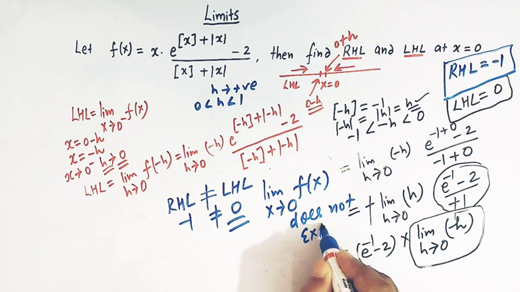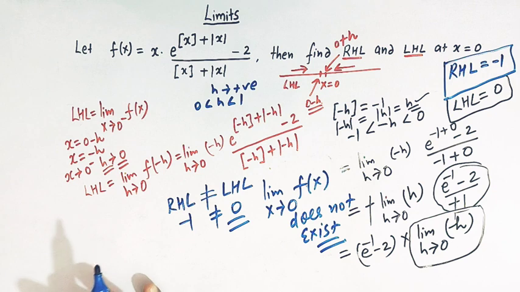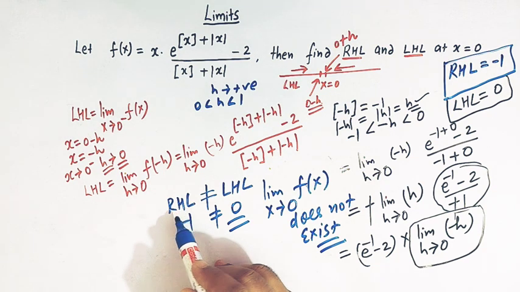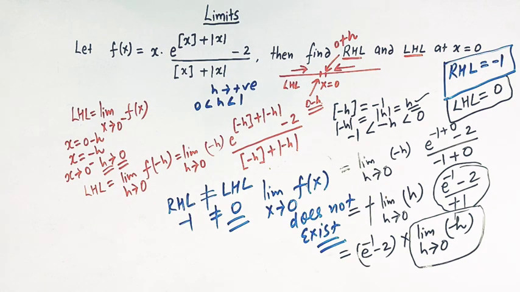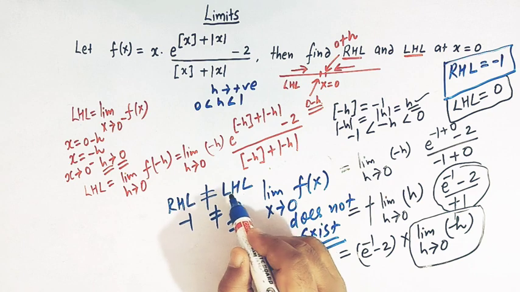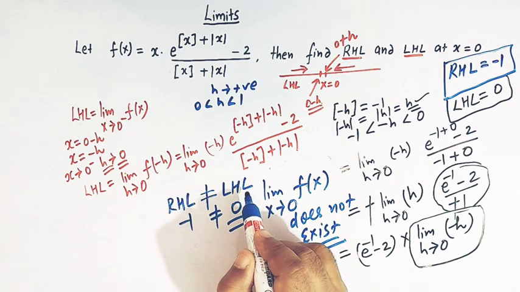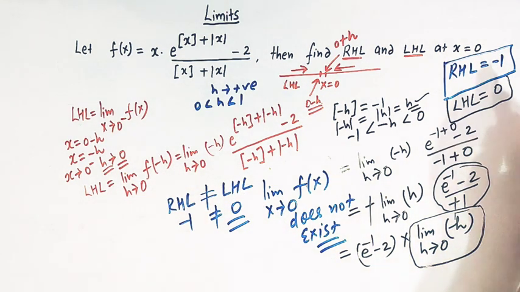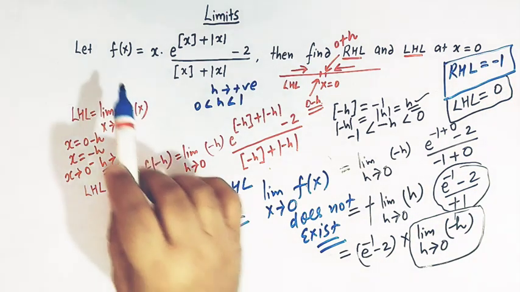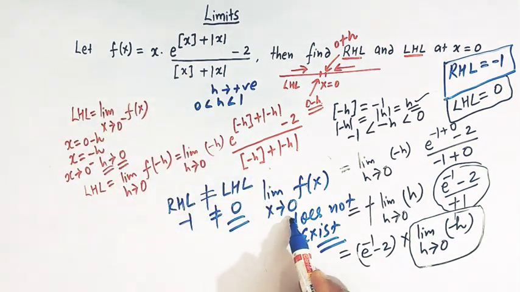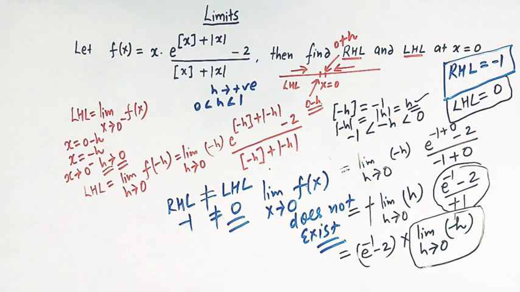It does not exist because for the existence of a limit of a function at some particular point, the right hand limit and the left hand limit both should be finite, they should exist and be equal to each other, right? But in this case the right hand limit and the left hand limit are not equal to each other, although they exist and are finite. So the limit of this function when x tends to 0 does not exist.